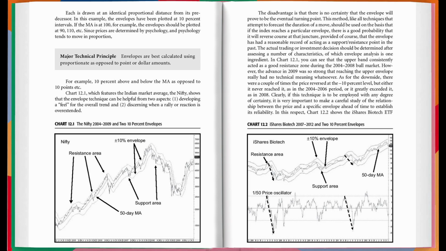In Chart 12.1, you can see that the upper band consistently acted as a good resistance zone during the 2004-2008 bull market. However, the advance in 2009 was so strong that reaching the upper envelope really had no technical meaning whatsoever. As for the downside, there were a couple of times the price reversed at the 10% level, but either it never reached it, as in the 2004-2006 period, or it greatly exceeded it, as in 2008.